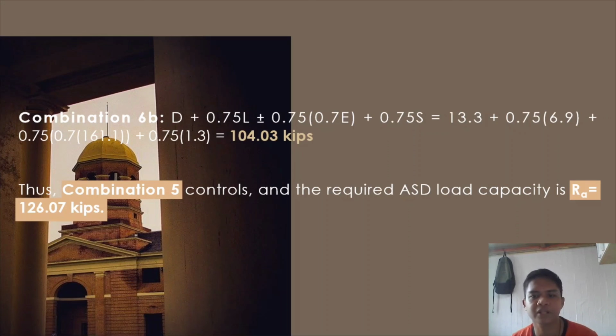The combination 5 controls and the required ASD load capacity is 126.07 kips. So that's it.